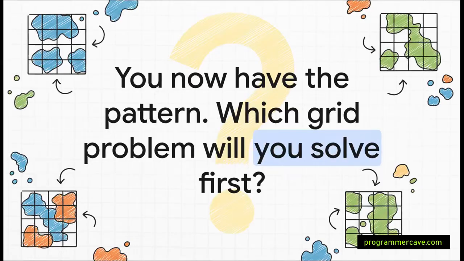And that's really it. That's the island traversal pattern. It's not just one algorithm. It's a powerful mental model and a whole toolkit. You've now got the entire cookbook. So the only question I have for you is, which grid problem are you going to solve first?